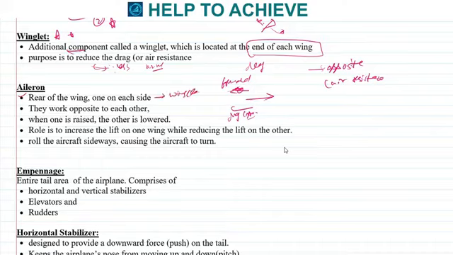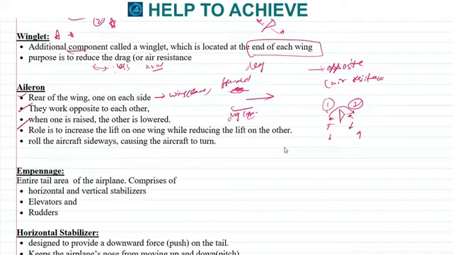Okay, so on either side of the aircraft we have this. Since the ailerons are there on either side, they work in opposite directions to each other. Like, when one is upwards, the other is downwards, and when the other is upwards, then the first is downwards. So these two work together in opposite directions. When one is raised, the other is lowered.